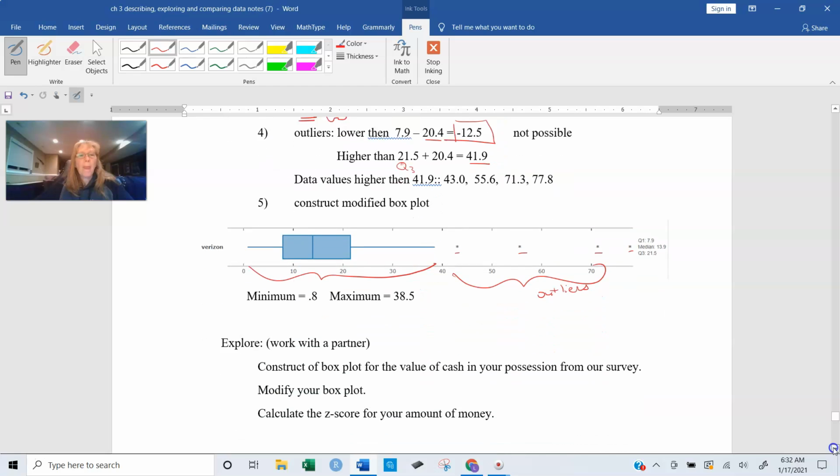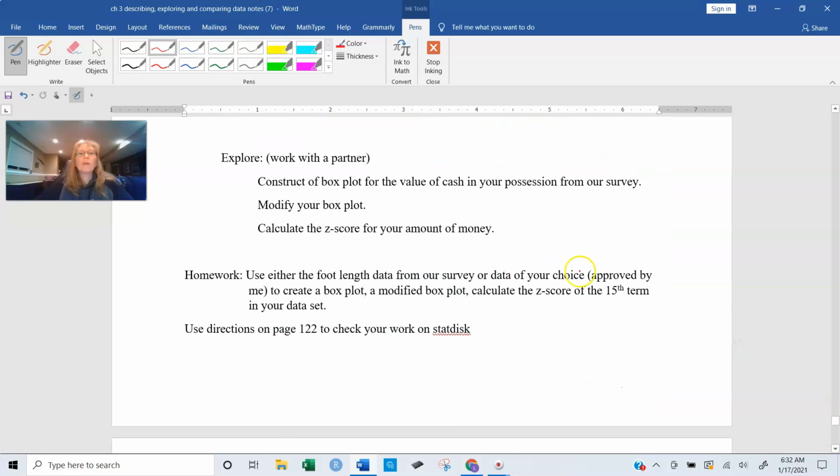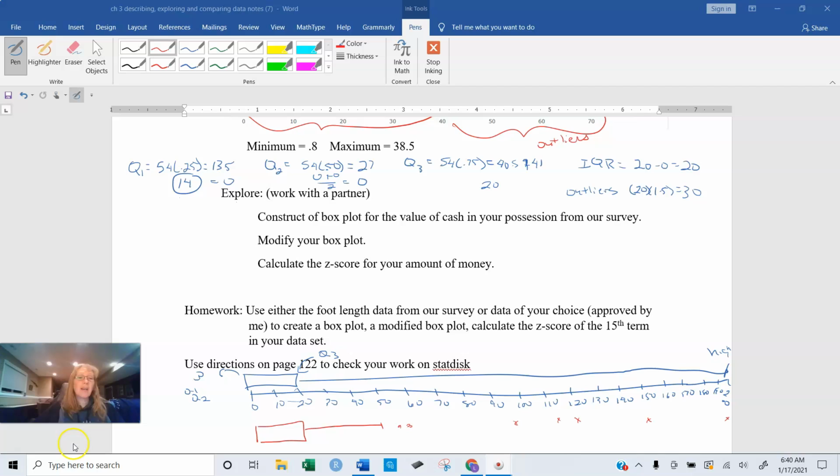Now it's your turn. I hope you kind of got stuck on this one. When you look at this, quartile 1, we had 54 data items, 25% was at the 14th position, which was 0. Quartile 2, 54 times 50% was 27, but the 27th and the 28th spots were both 0. So again, you got 0.